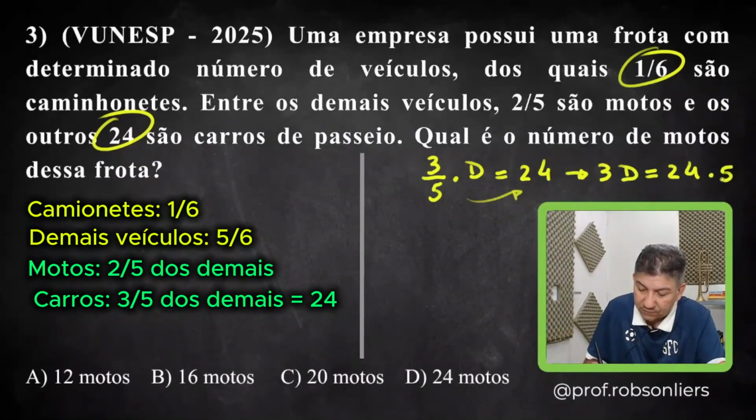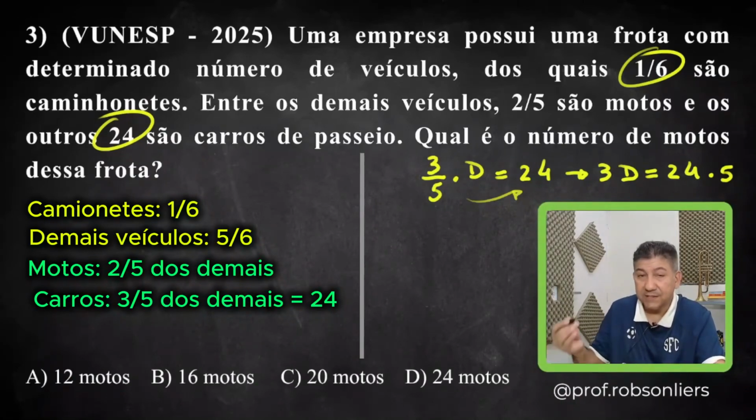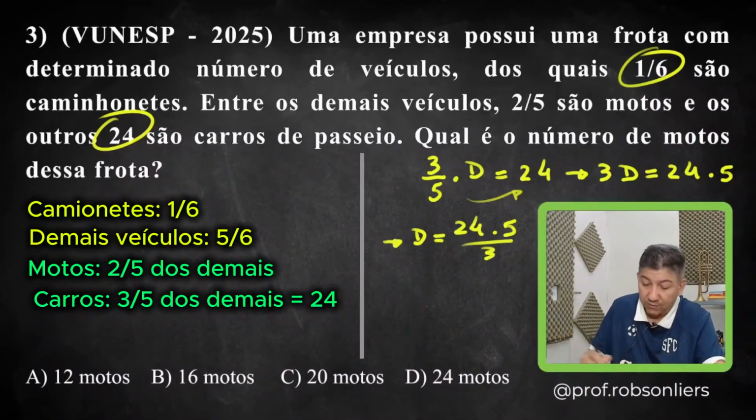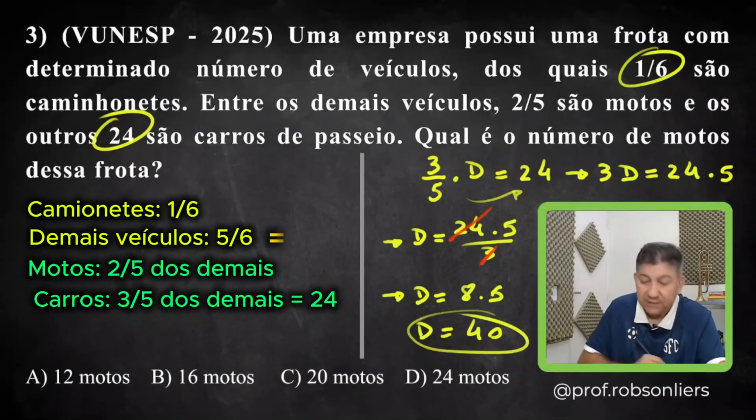I'm not going to solve this multiplication now. I'm going to take the 3 that's multiplying D and move it to the other side of the equation, dividing. So I'll continue here. Look, D will be equal to 24 times 5 divided by 3. Why did I do this? Because 24 divided by 3 comes out evenly. That's 8, right? Look, 24 divided by 3 is 8. So D will be equal to 8 times 5. We conclude that D is equal to 40. In other words, the other vehicles are 40 vehicles.